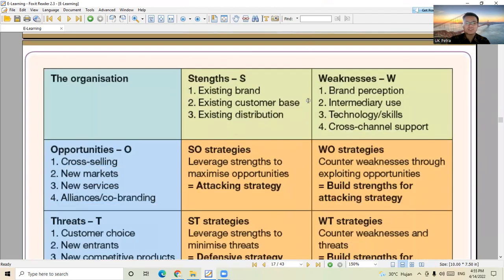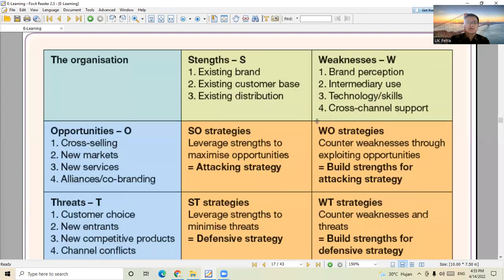This is the SWOT analysis. I believe you already know about this. This is a very generic model to evaluate yourself. SWOT analysis consists of 4 components. S is strengths, W is weaknesses, O is opportunities, T is threats.